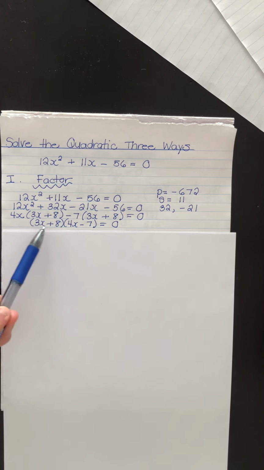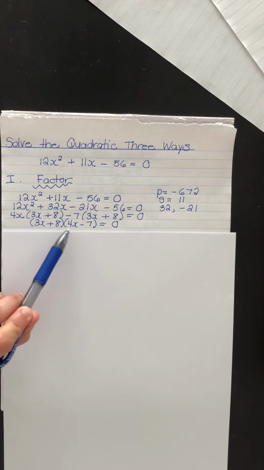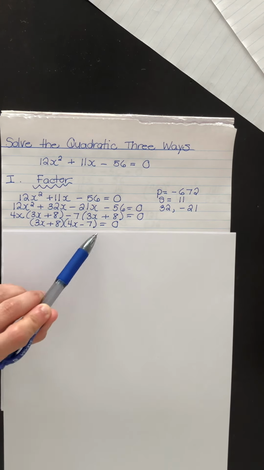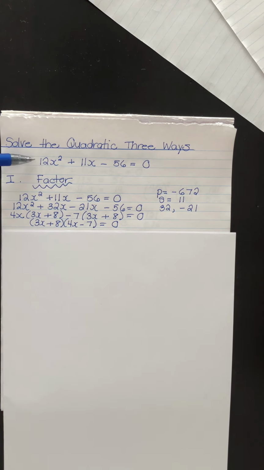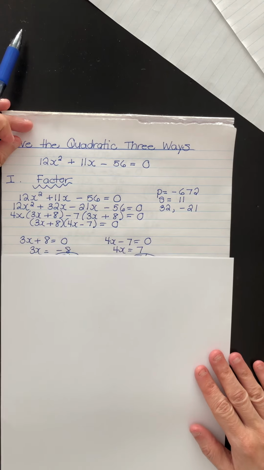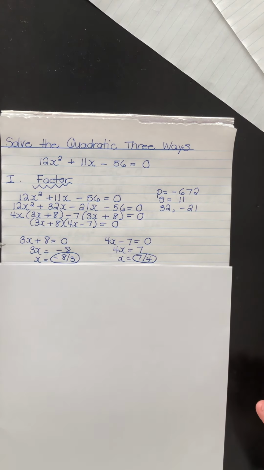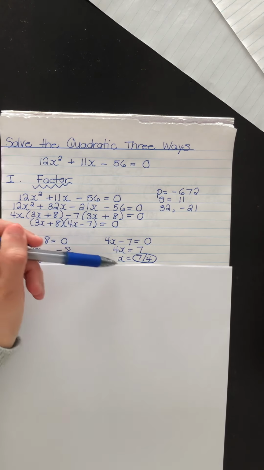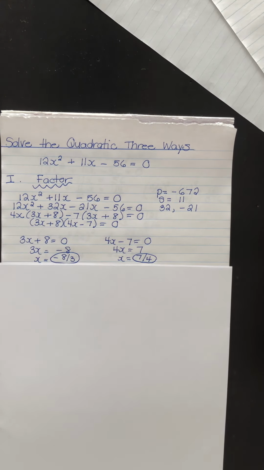You should always check this by FOILing, using your multiplication to ensure that you've got the correct result. We set each binomial equal to 0, like this, and isolate x. And we get our two answers.